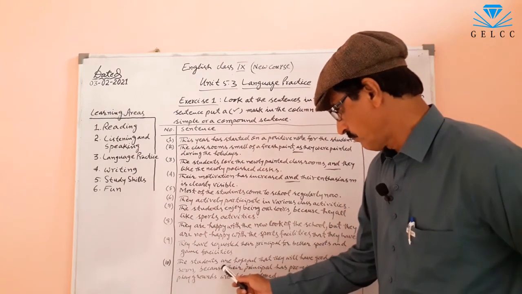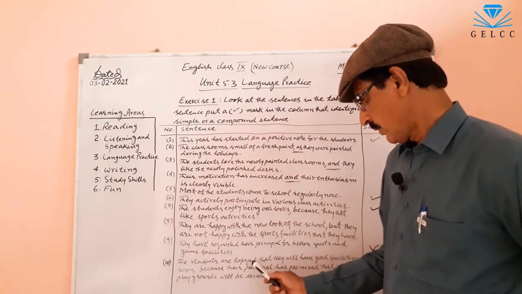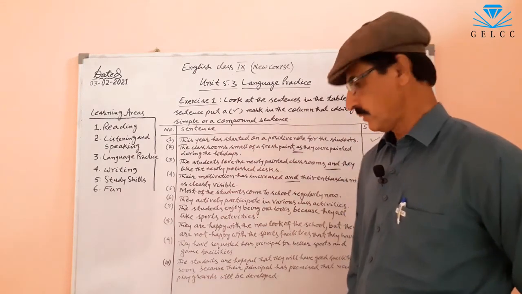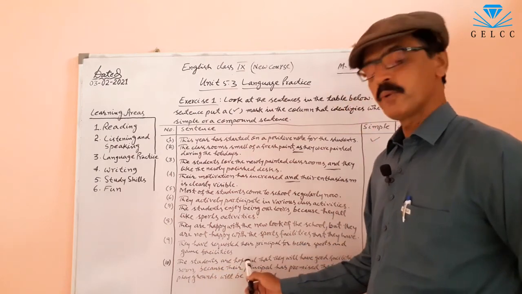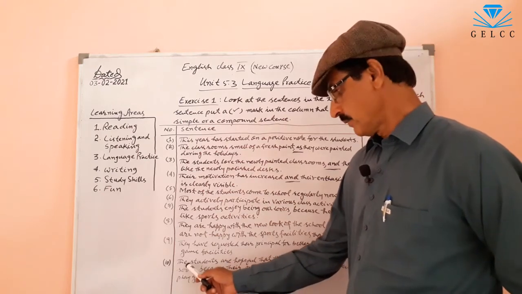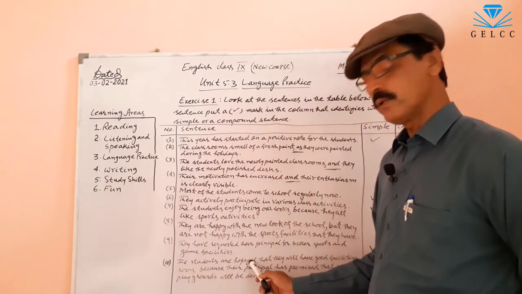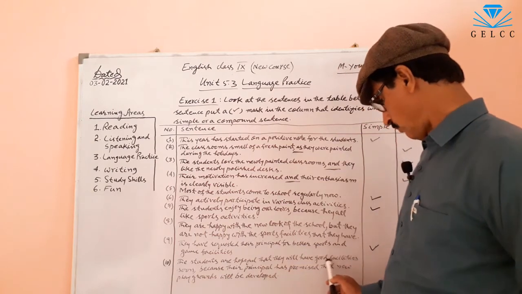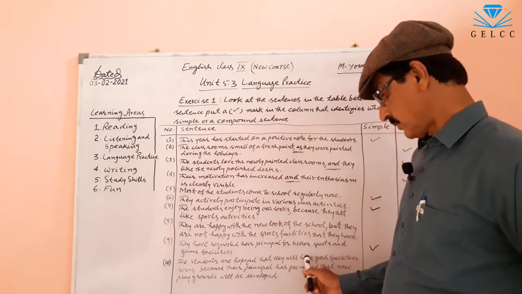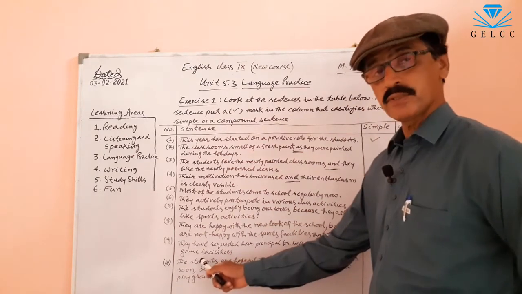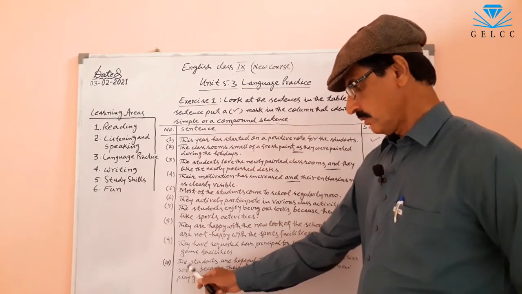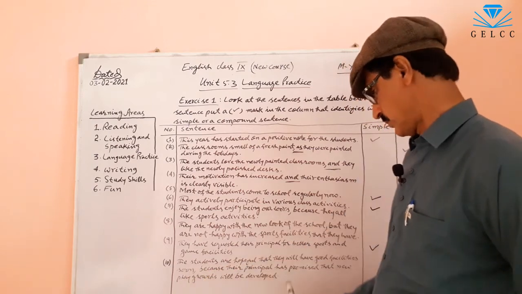The students are hopeful that they will have good facilities soon. This is a complex sentence. The students are hopeful. This is a simple sentence. The students is the subject, are hopeful is the predicate. That they will have good facilities soon is also another sentence, but it is dependent on the first sentence. So it is a complex sentence up to soon.